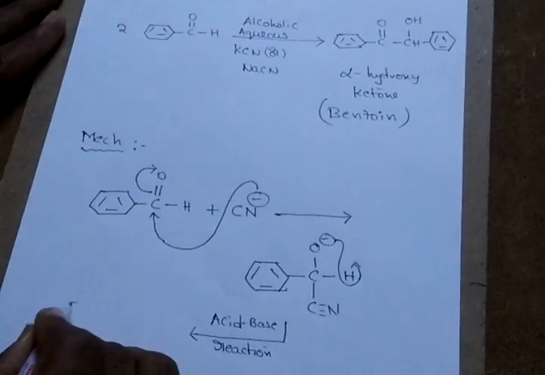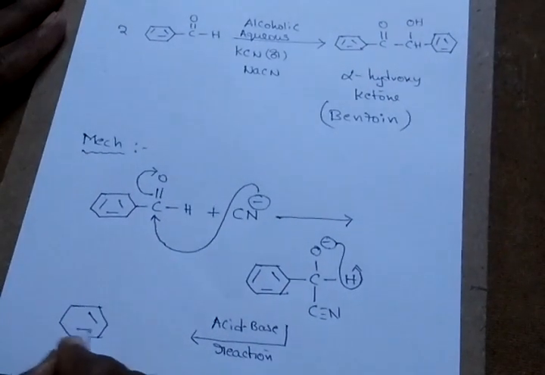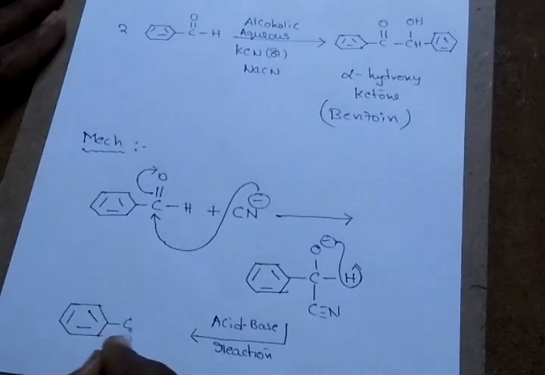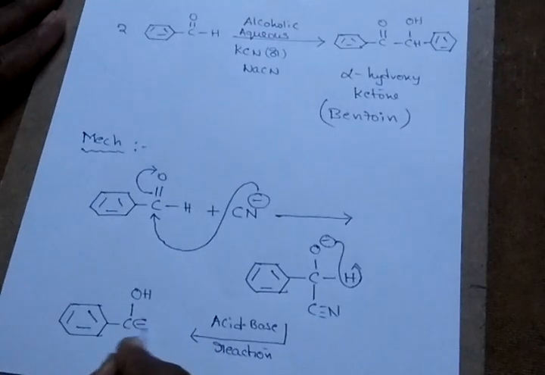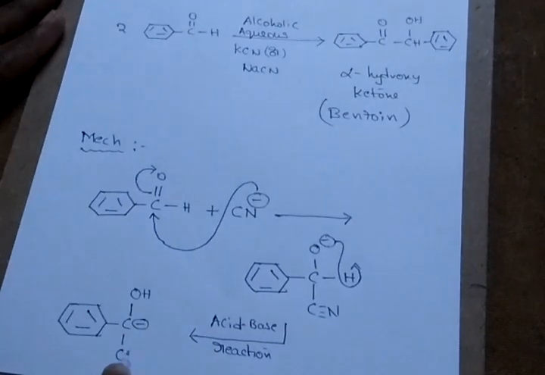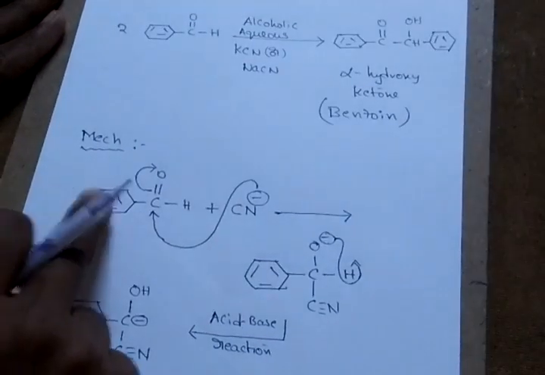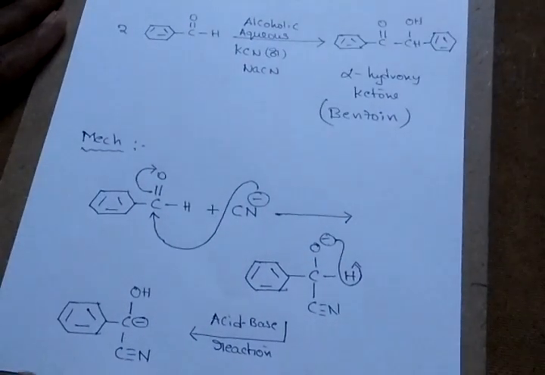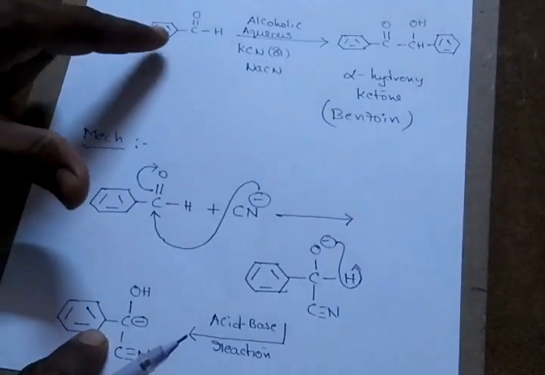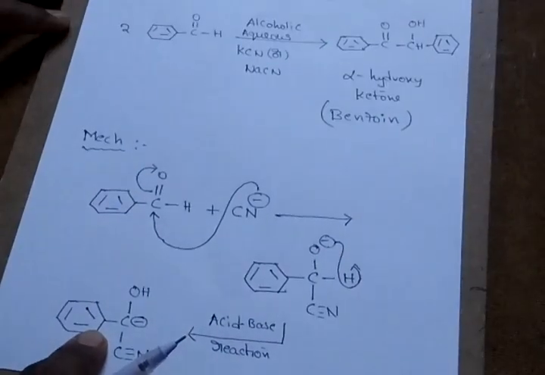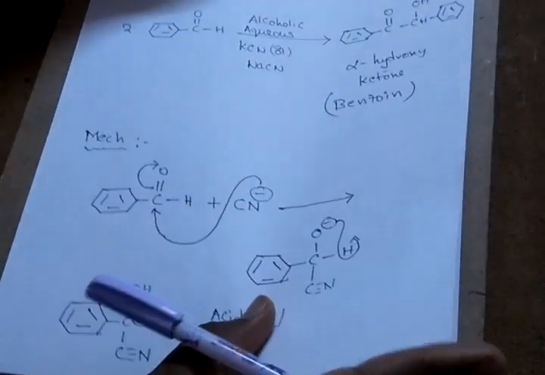Then this would change to C, OH, negatively charged carbon attached with cyanide. This is the intermediate formed with the first mole of the aldehyde. Now this intermediate combines with the second mole of this benzaldehyde molecule to form our product. Let us see this.